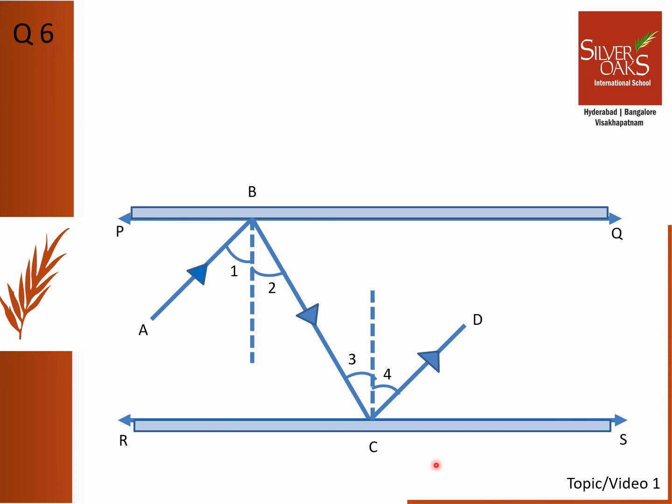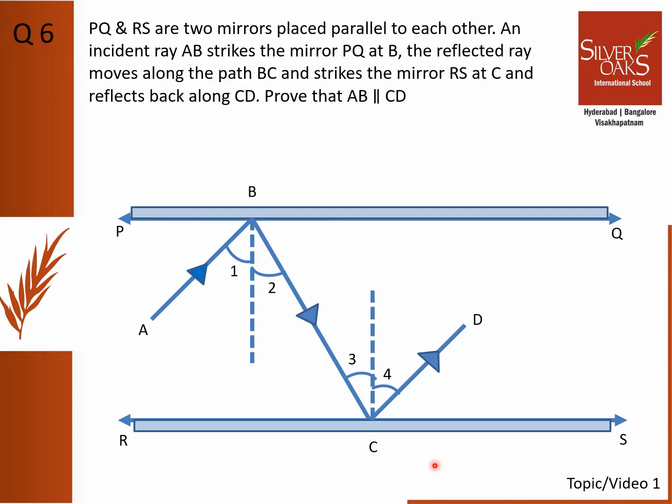Now we are doing the last sum of exercise 6.2. Here, draw the figure as I told you. There are 2 mirrors, PQ and RS. PQ and RS are placed parallel to each other. An incident ray AB strikes the mirror PQ at point B and the reflected ray moves along the path BC and strikes the mirror RS at point C and reflects back along the path CD. You have to prove AB is parallel to CD.